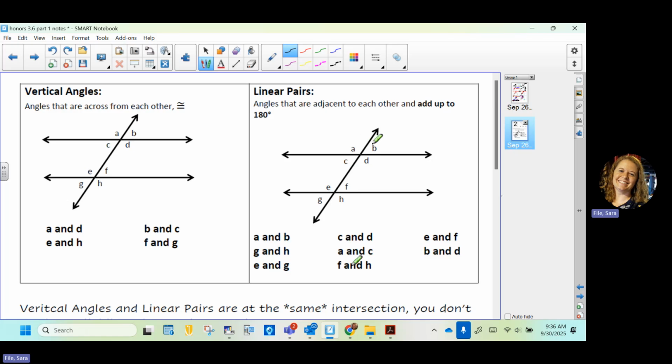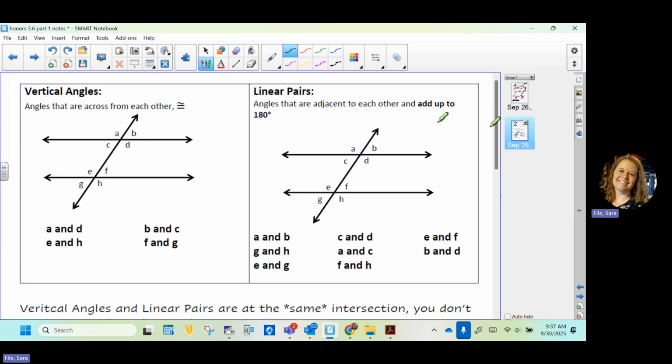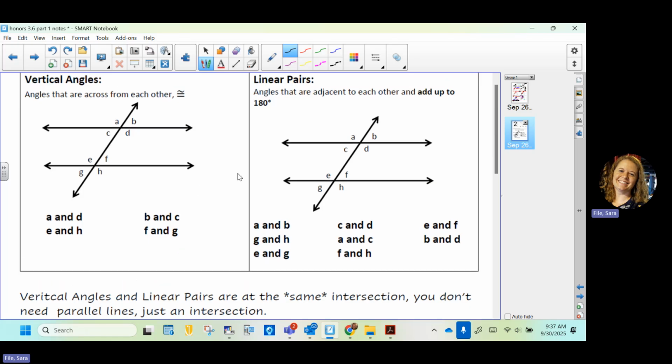So A and B, A and C, C and D, B and D. And then same thing down here. We listed all of those on the front when we listed over here. We were listing linear pairs because we knew those were supplementary. We knew those added to 180. Okay, so this is just a refresher from Unit 1. Okay, vertical angles and linear pairs are at the same intersection. You don't need parallel lines, just an intersection for these two relationships. The only new relationships are those on the front. Do y'all feel okay about them?